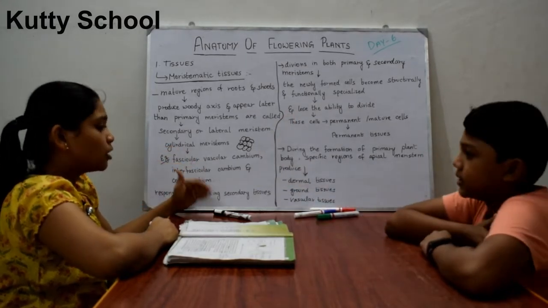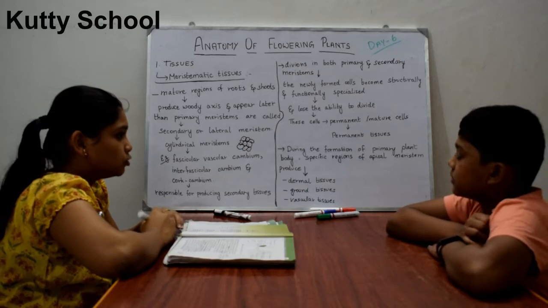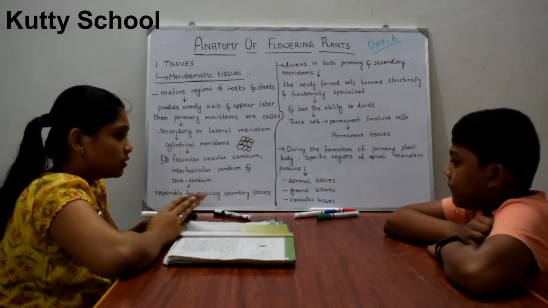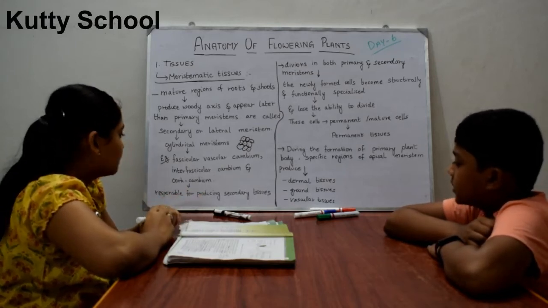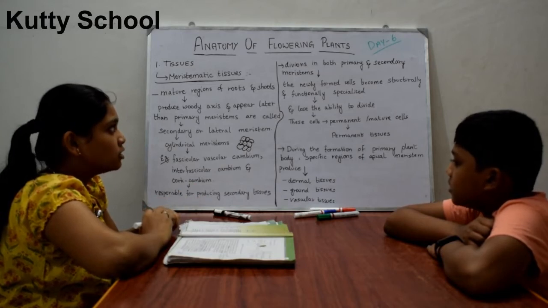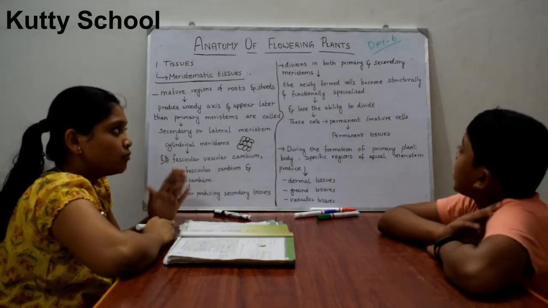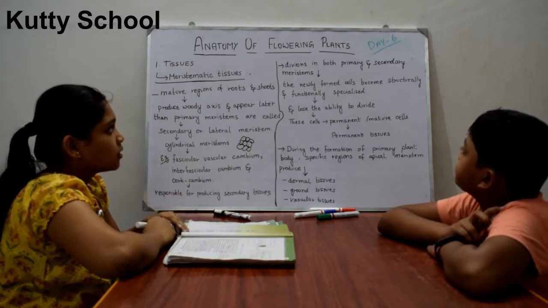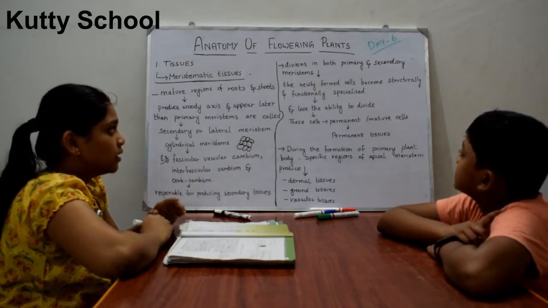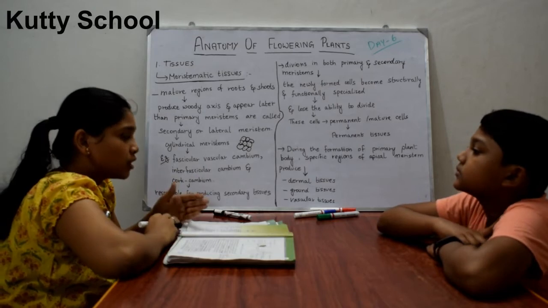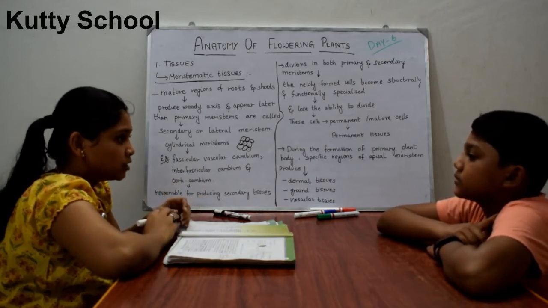These are responsible for producing secondary tissues. These divide and produce secondary meristems. And here, division in both primary and secondary meristems forms newly formed cells. These cells can become structurally and functionally specialized.